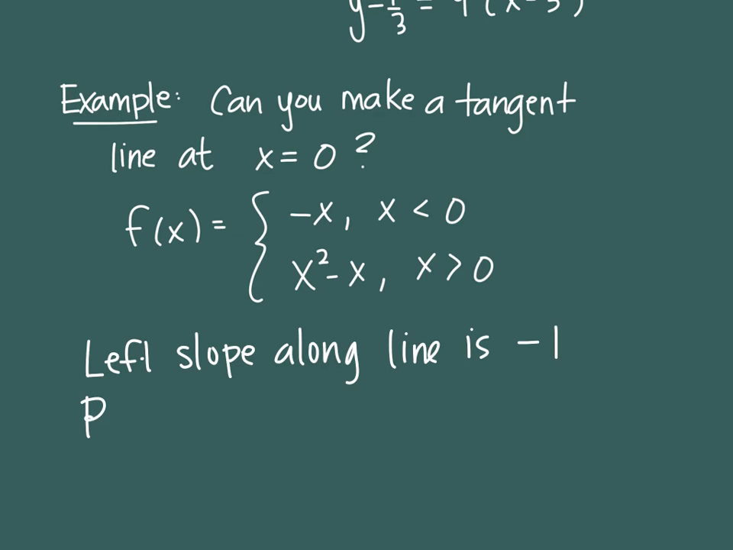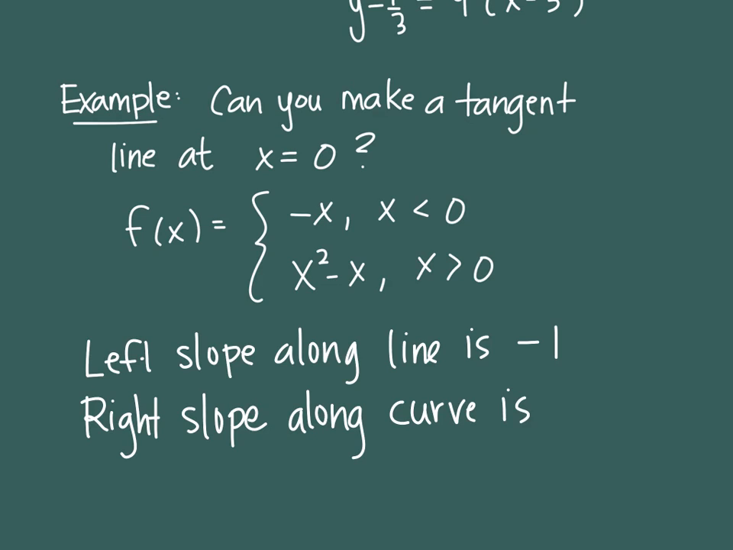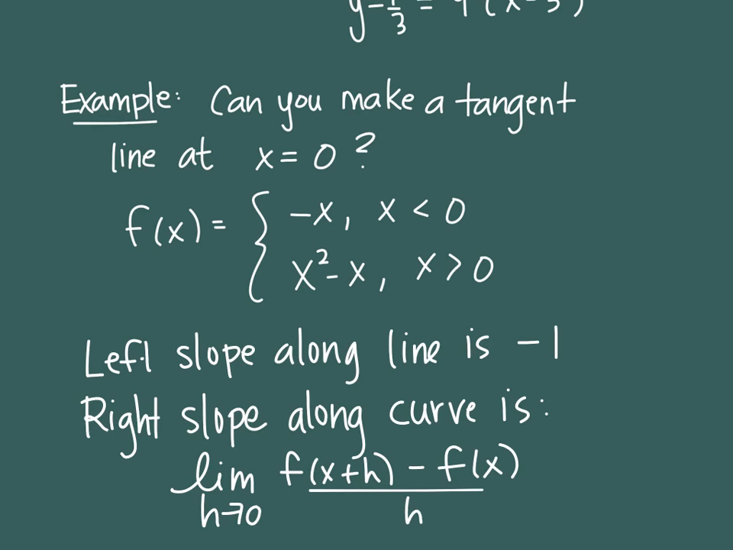Now the right slope, what shape is that? That's a parabola. And so the right slope along the curve is the following formula. Limit as h approaches 0 of f of x plus h minus f of x all over h. You're going to have to calculate what the slope is going to be. What will you plug in for h when you're done? What will you plug in for x when you're done? Also 0, because that's where I'm looking at.